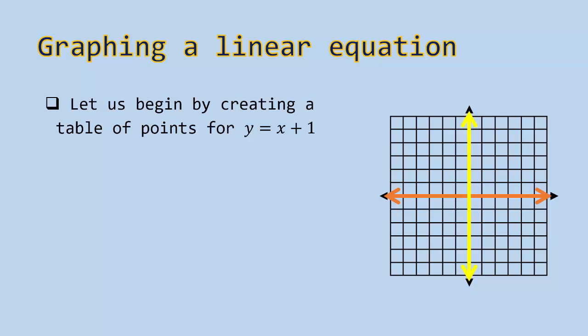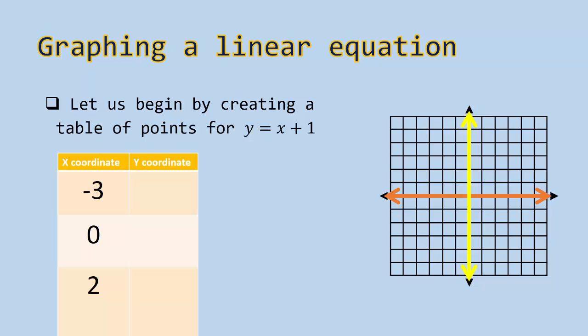Let us begin by creating a table of points for y equals x plus 1. At this point, you can choose any number that you want for the x coordinate, and you will substitute that in and solve for y. So I've picked -3, 0, and 2 as my x coordinates. What numbers you pick will also depend on how big a graph you're given to graph on and what your equation is. Let's see how these work.